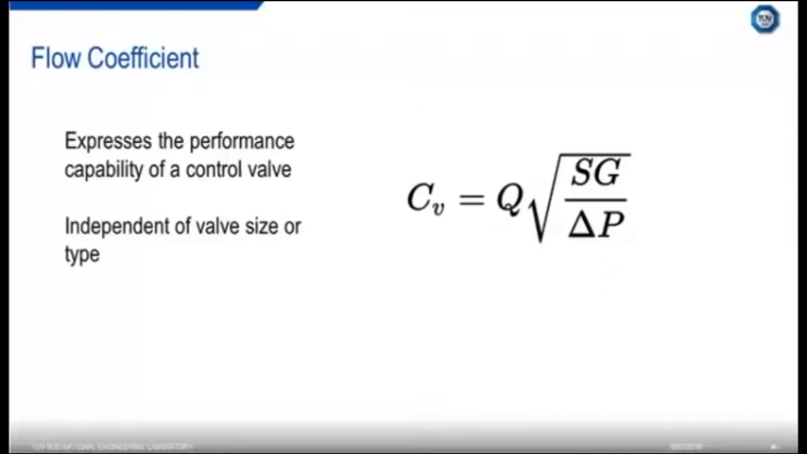So the definition of CV is the volume of water in US gallons per minute that will result in a 1 psi pressure drop across the valve at 60 degrees Fahrenheit. Now, it's independent of valve size or type, so that basically means for any given flow rate, if you have the CV value, you can calculate the expected pressure drop across the valve. So basically, CV is the main term that's used when you want to size a control valve for a specific pressure drop or flow rate.